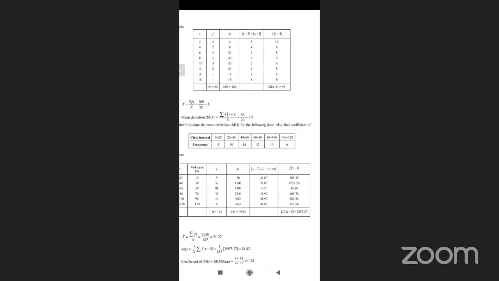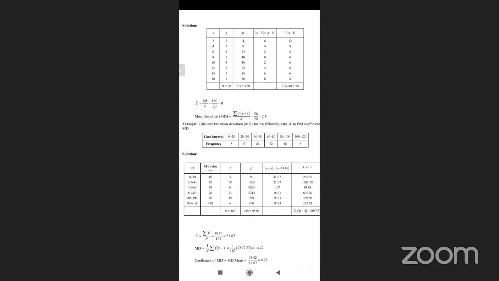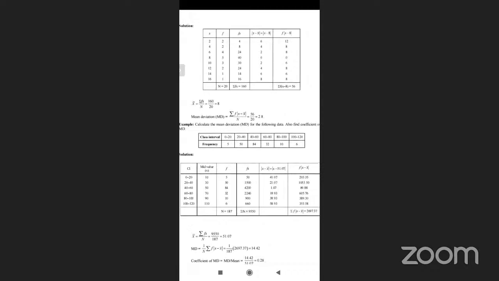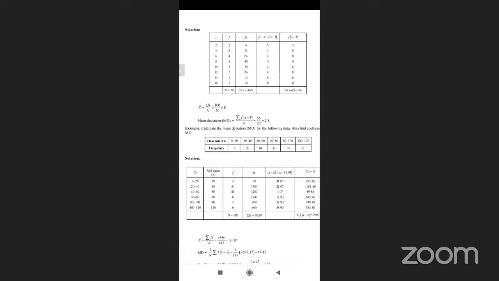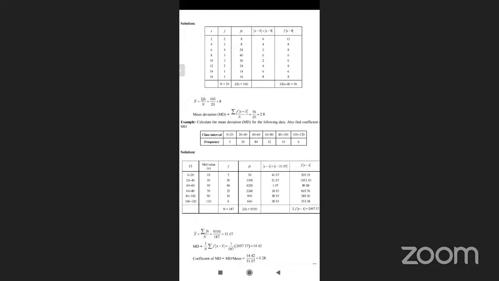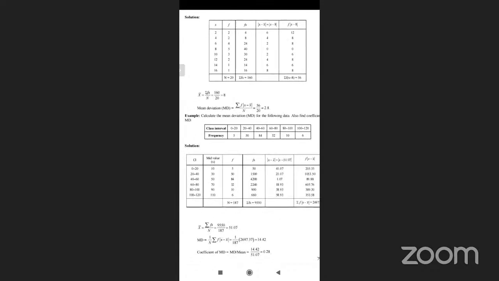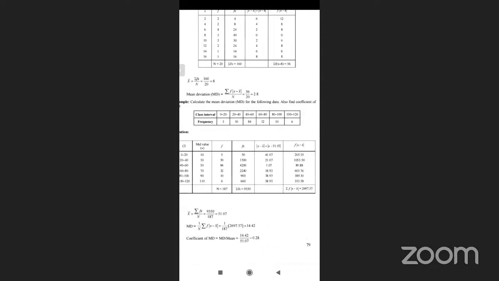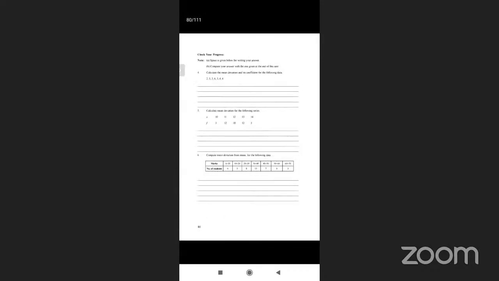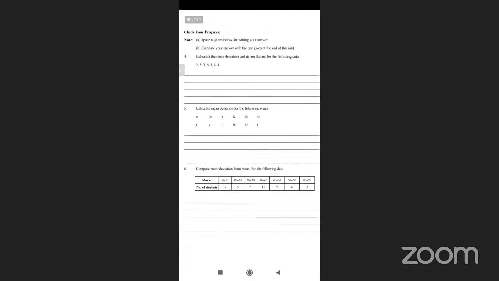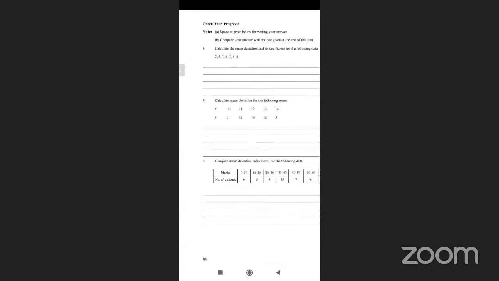Similarly, you can calculate the mean deviation for the following data. Here, calculate the mean deviation from the mean, and there is a printing mistake there, from the mean for the following data. Also find the coefficient of mean deviation. So this is the class interval, mid values, fx, and the mean value is 51.07, as calculated. So here are the examples. Calculate mean deviation and find its coefficient for the following data.